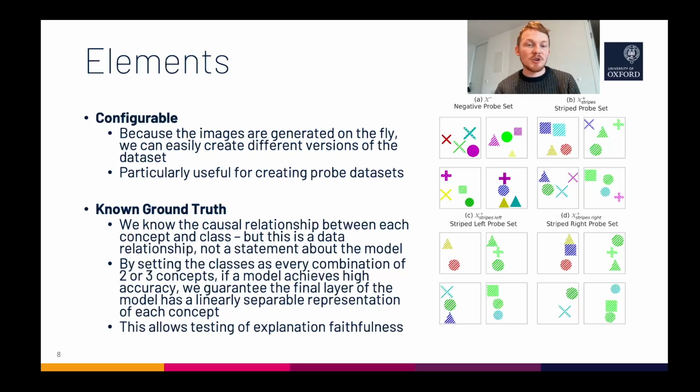What this allows us to do is, when we train a model with a very high accuracy on all the classes, we know the model is using each concept correctly. So if we see a strange explanation coming out of our explanation method, we know it must be something wrong with the explanation method rather than something wrong with the model, because the model has to be using those concepts correctly to get all of these images correct.